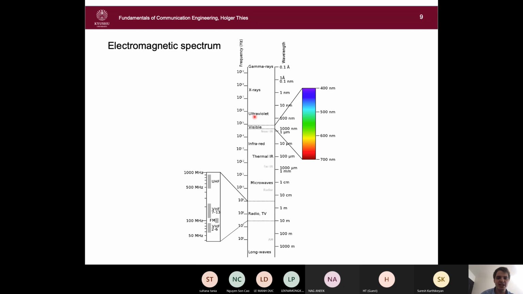And then, as the name suggests, there come ultraviolet waves, which are not visible anymore, but they are, for example, responsible for producing vitamin D in the skin, and they have also applications in sterilizing products. And then we have X-rays, which have wavelengths in the nanometer scale, so from 1 to 10 nanometers.